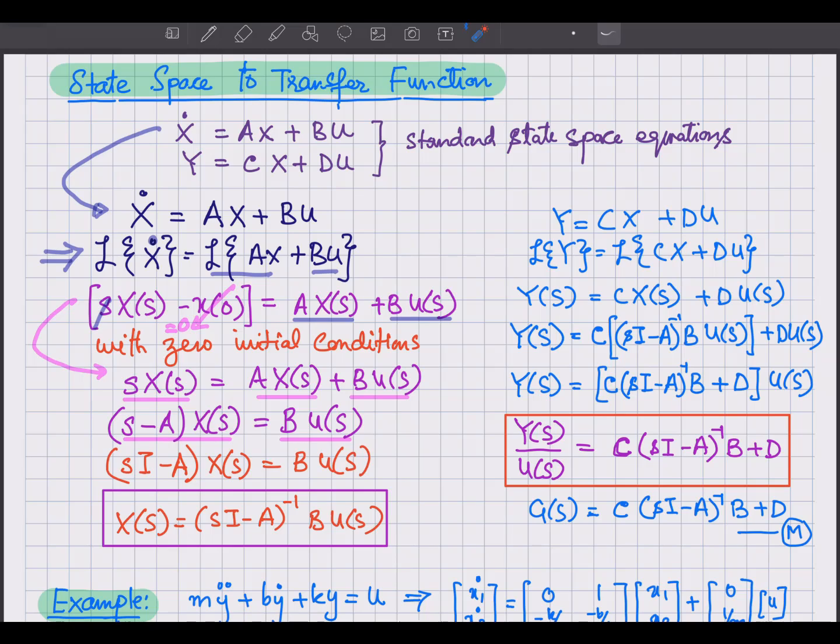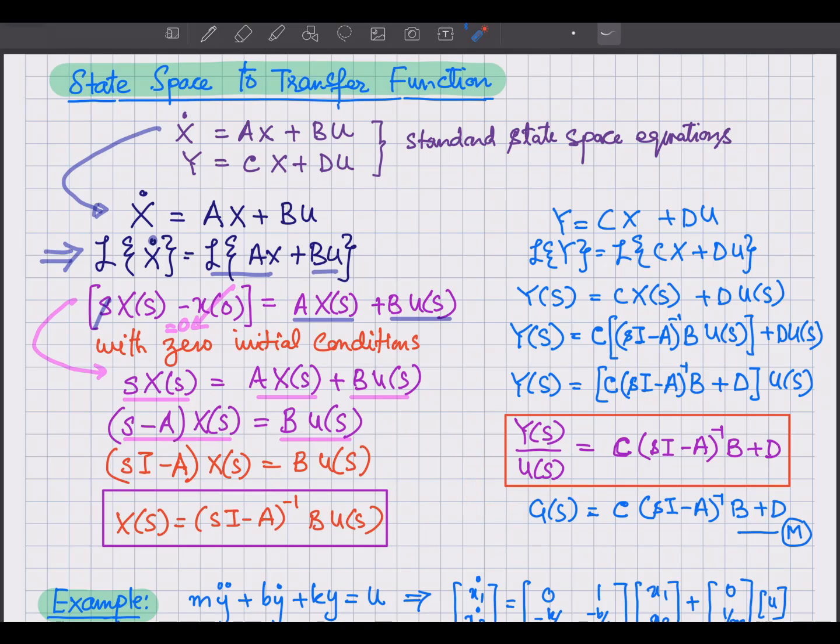And transfer function, as you know, is the ratio of the output to the input. So Y(s) is the output and U(s) is the input in this equation. So Y(s) over U(s), that is the transfer function T(s) or G(s), will be equal to C into (sI minus A) inverse into B plus D. So this expression defines how we can get the transfer function if the matrices A, B, C and D are known. So the transfer function can be derived from the state space equation.